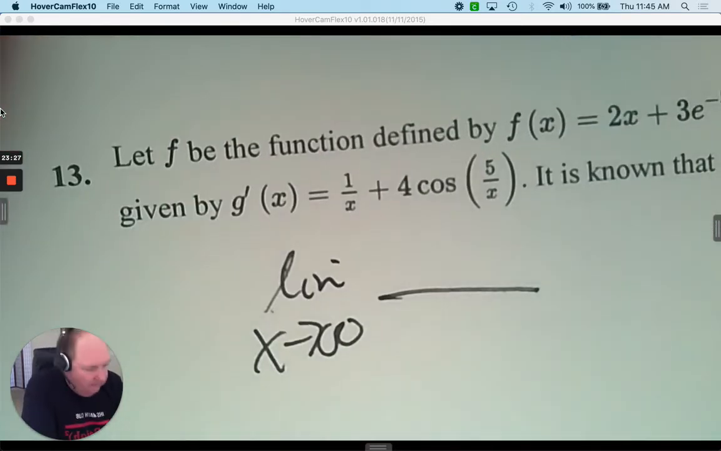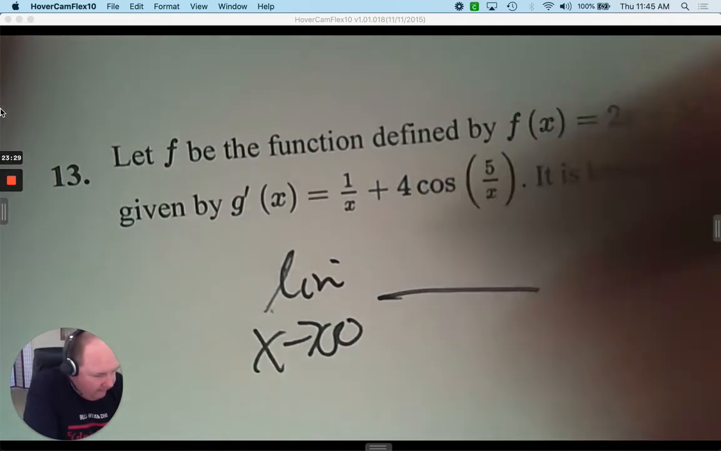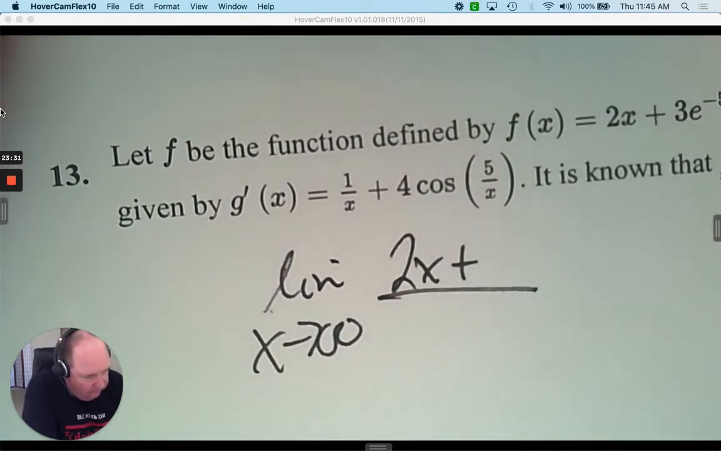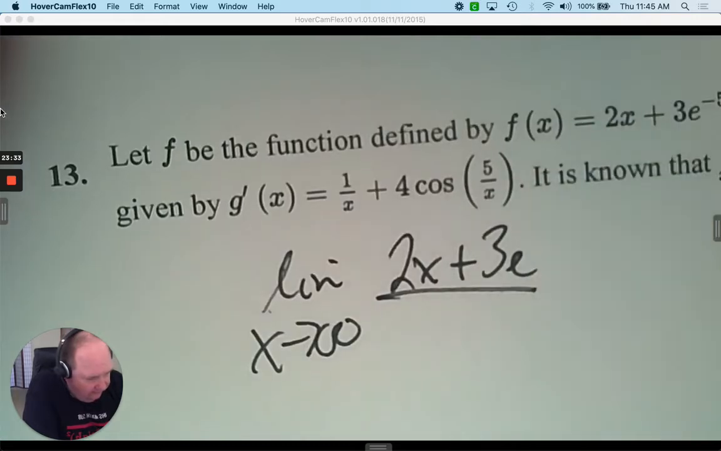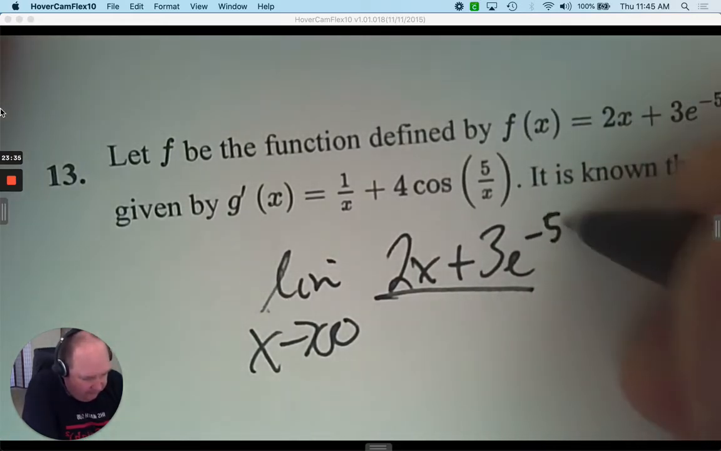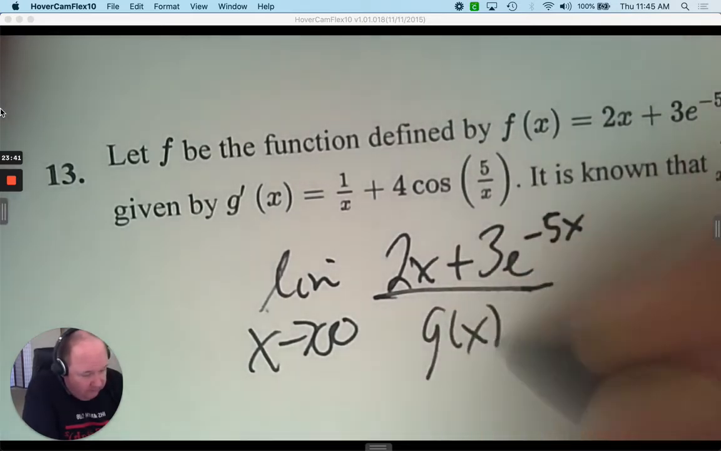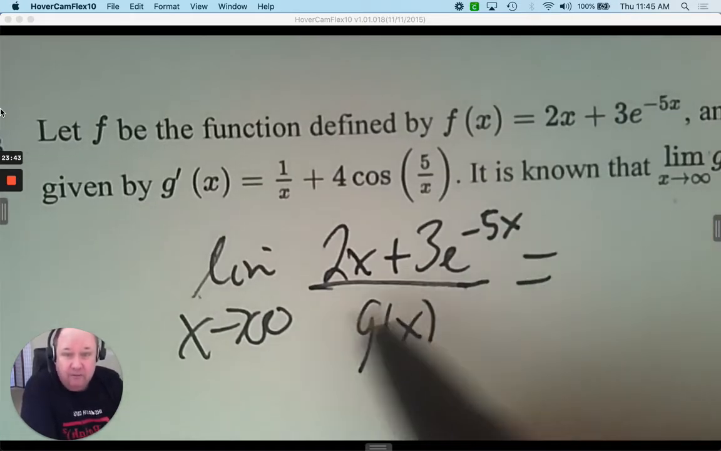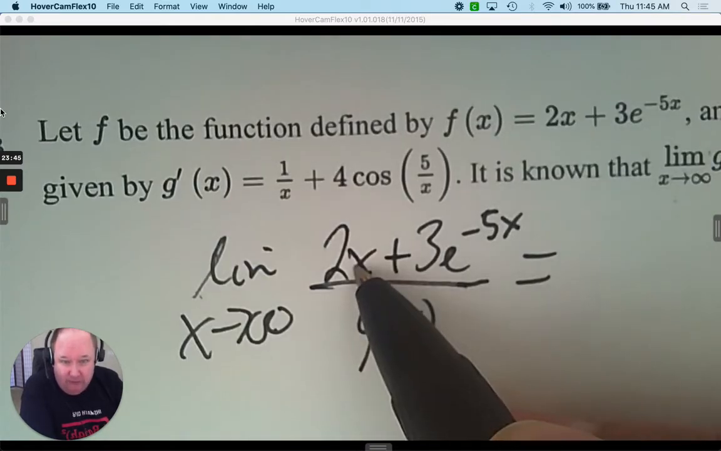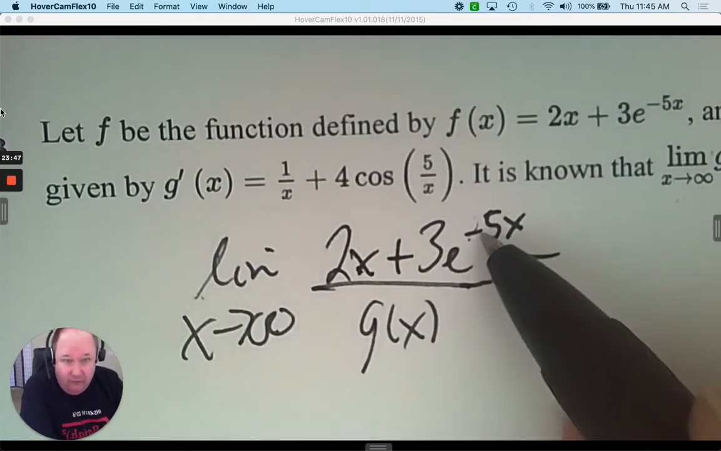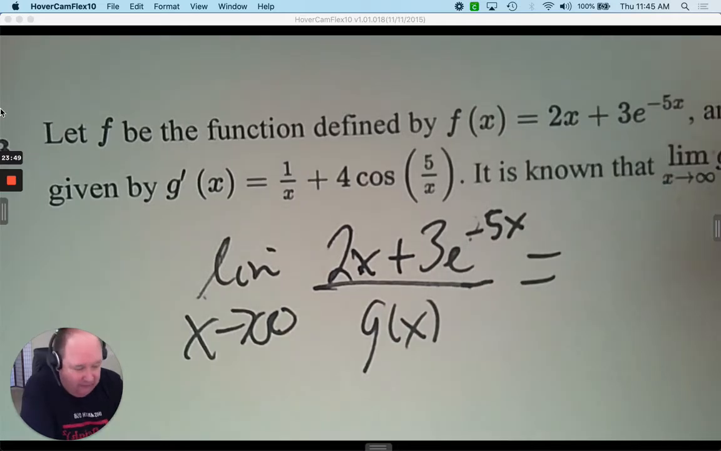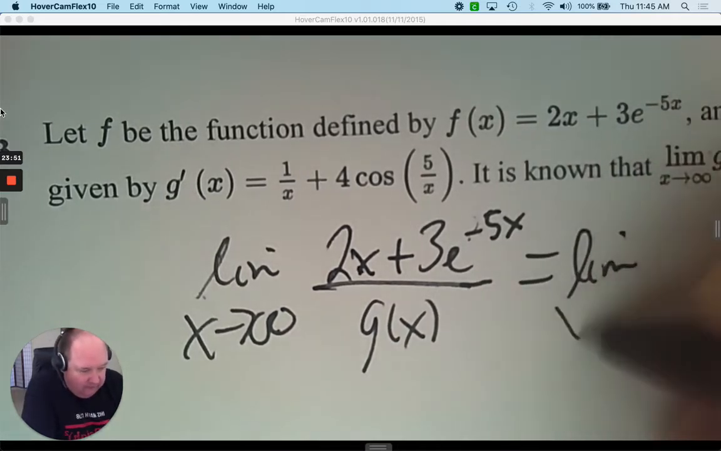Let's see if we can put this together. f at x is 2x plus 3e to the negative 5x. The denominator is just g at x. I don't even know what g at x is. But this is what I do know. As you plug in large numbers for x, this with the negative exponent is actually a fraction. So you can think of it this way.